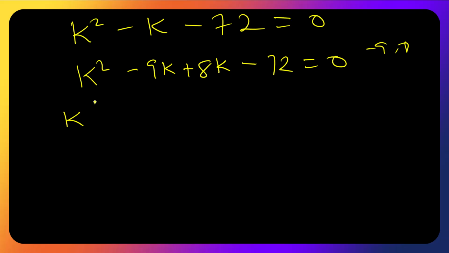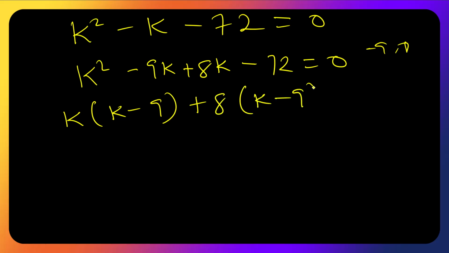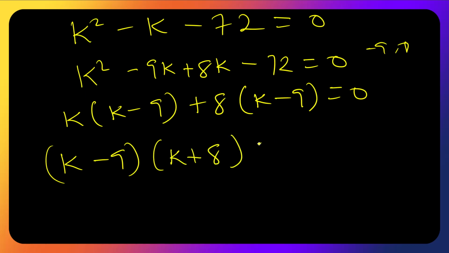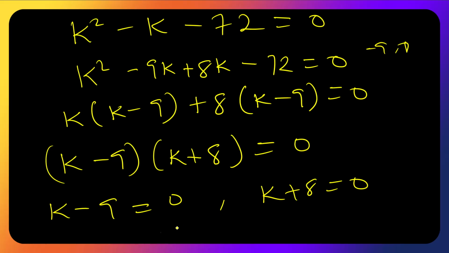So my first factor, k out, k minus 9, plus 8, k minus 9 equals 0. So we have k minus 9 and k plus 8 equals 0. k minus 9 equal to 0 or k plus 8 equal to 0. So we have k equals 9 or k equals minus 8.